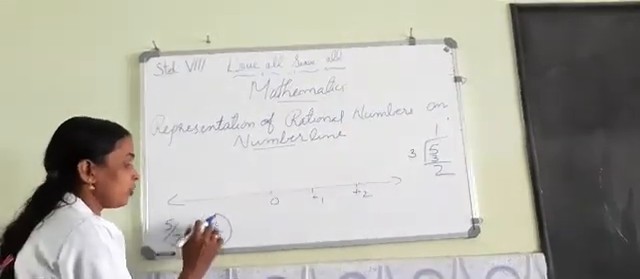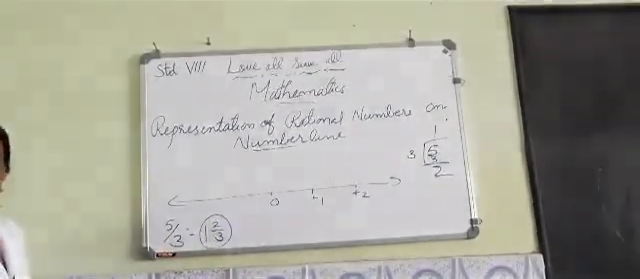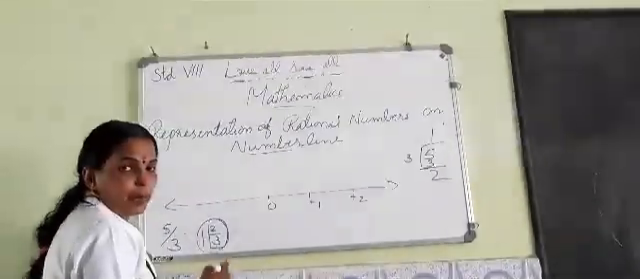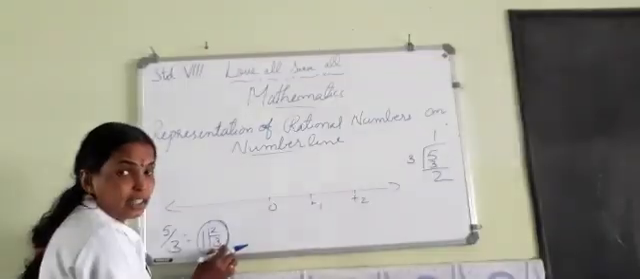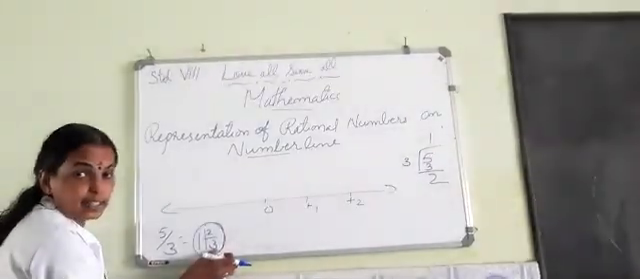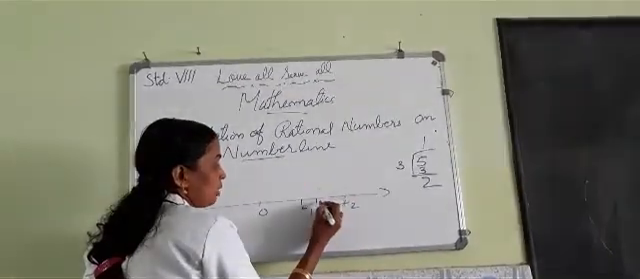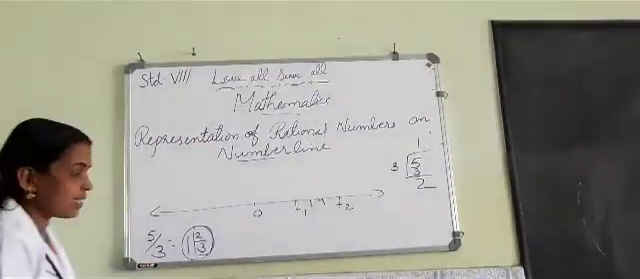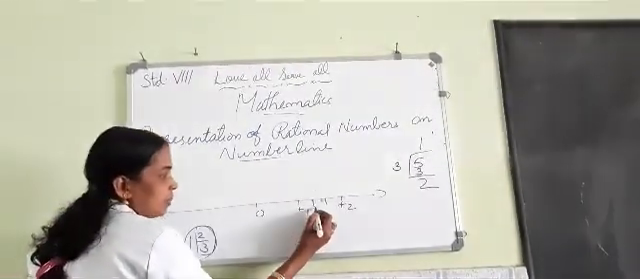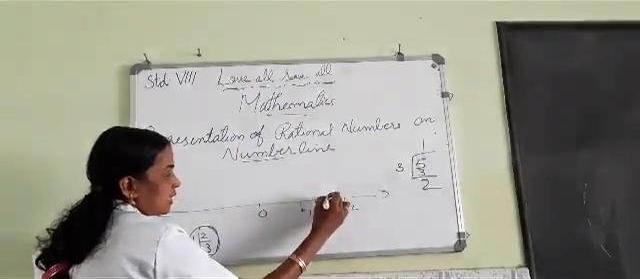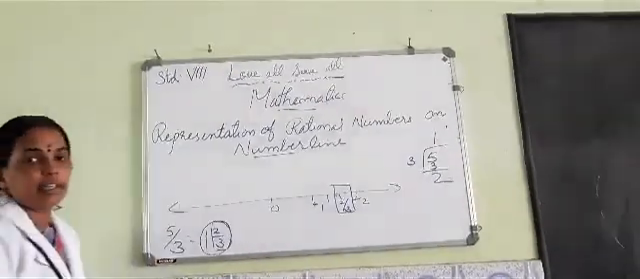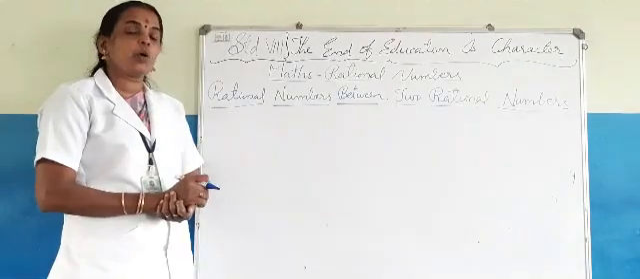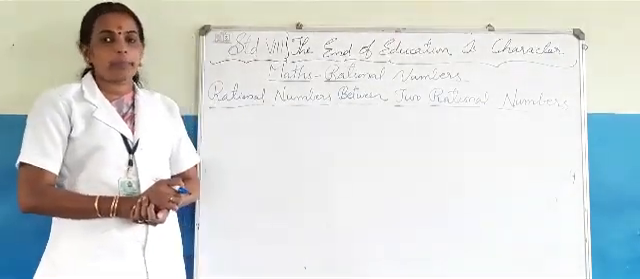So after 1, which part do we have to mark? 2 by 3 after 1. After 1, 2 by 3 means we need 3 equal parts, because in the proper fraction here the denominator is 3. So we need to mark 3 equal parts: 1, 2, 3. Out of that, 2 by 3. This is 1 by 3, this is 2 by 3, which is the required point on the number line, 5 by 3. Children, now we learned how to represent rational numbers on the number line.